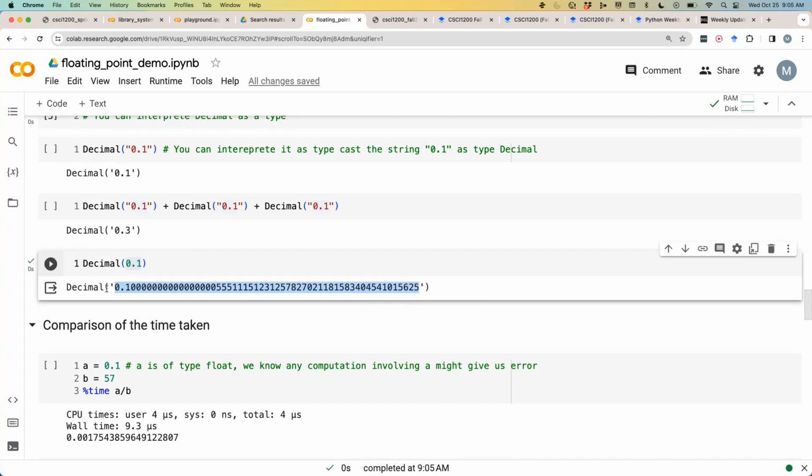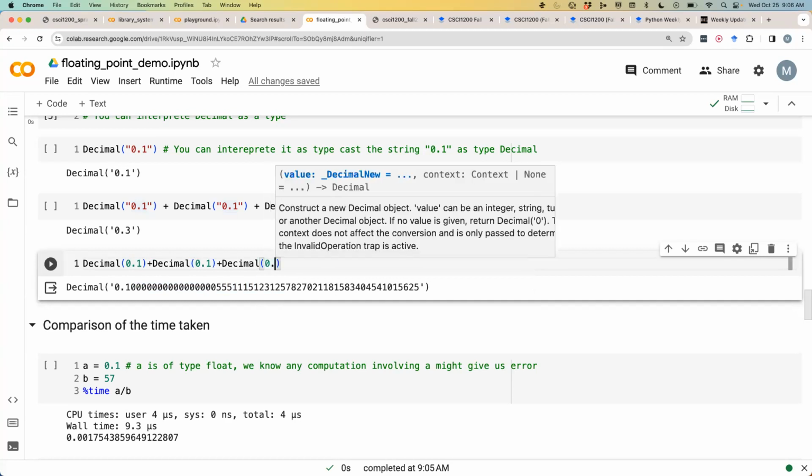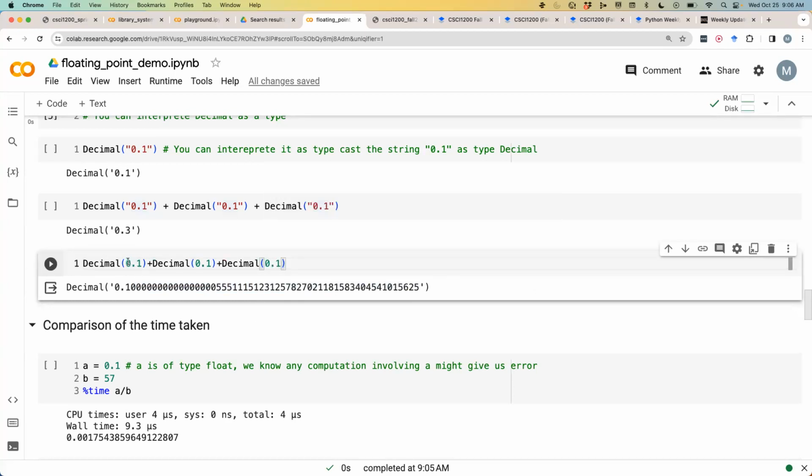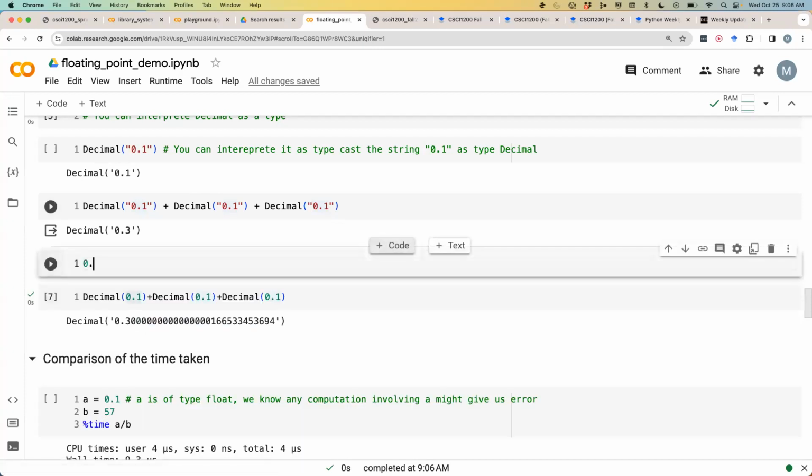So when you typecast it, you actually typecast this string here. Okay, so in other words, you didn't get a precise representation of 0.1. So if you do 0.1 plus decimal 0.1 without first putting it into a string, you are looking at the same calculations of 0.1 plus 0.1 plus 0.1. Okay, so you will get the same as this.